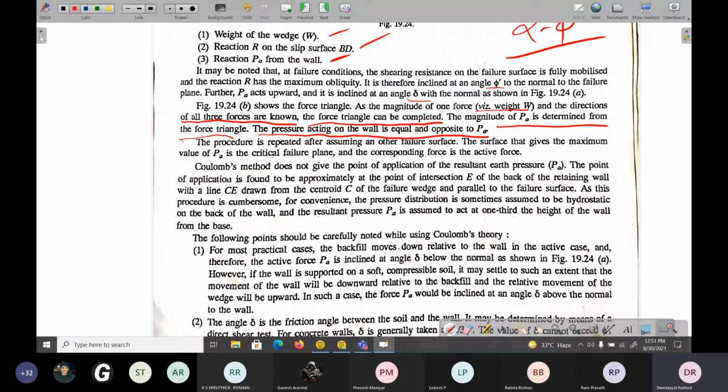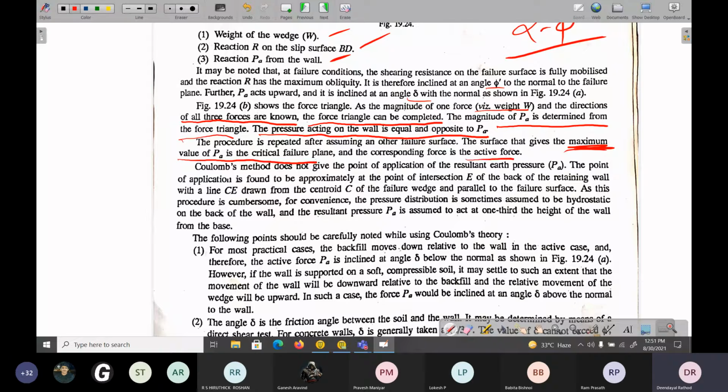The procedure is repeated after assuming another failure plane, and the surface that gives the maximum value, this is important, is the critical failure plane. Okay, with that maximum value, if we get it, that particular force is called the active earth pressure acting on the wall. So the corresponding force is the active earth pressure.